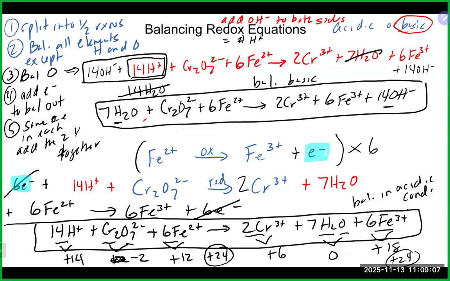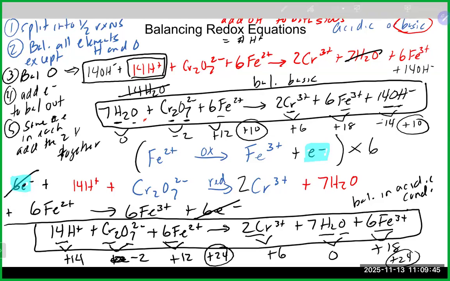14 hydrogens on each side, 2 chromiums on each side, 7 oxygens plus 7 more is 14, gives me 14 on that side, 6 irons. Overall charge, that's going to be 0. That's going to be minus 2. That's going to be plus 12. That is a plus 10 on the left. That is a plus 6. That is a plus 18. And that is a minus 14. And that's going to give us basically a plus 4 and a plus 6 gives us a plus 10. So we're balanced again both ways, like a normal equation, and the charge on each side is balanced.